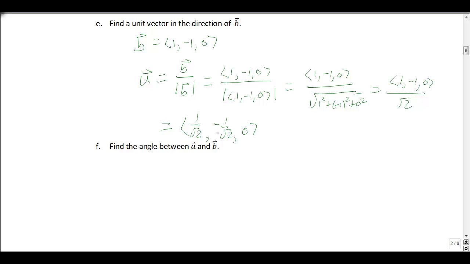You could rationalize denominators, multiply by square root of 2 over square root of 2 if you want to. I think this answer is fine. If you wanted to rationalize that, you'd get square root 2 over 2, negative square root 2 over 2, and 0.